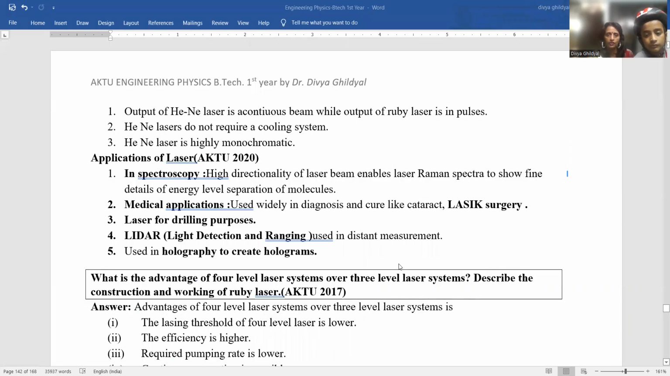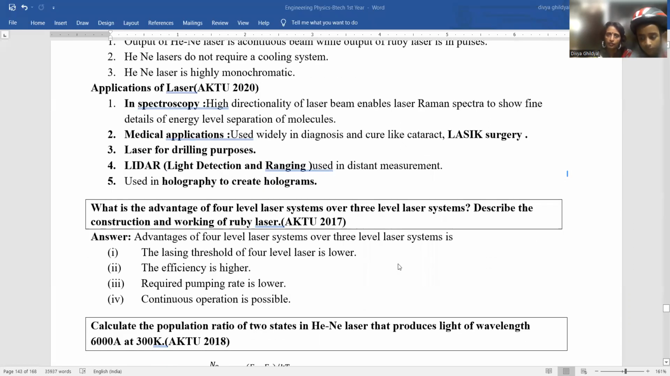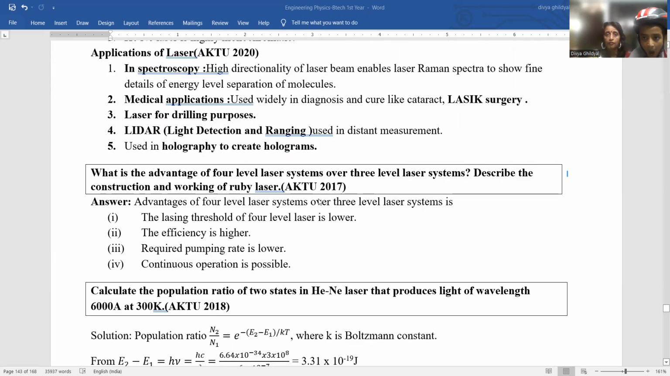What are the general uses or advantages of laser? Laser you can hear a lot in medical applications, for your LASIK eye surgery, kidney stone removals, curing of cataract. Laser light has been used a lot in drilling and metal purposes, in spectroscopy. They are used a lot in lidar, light detection and ranging. In holography, they are used to create holograms.